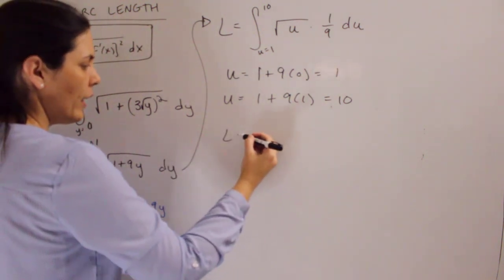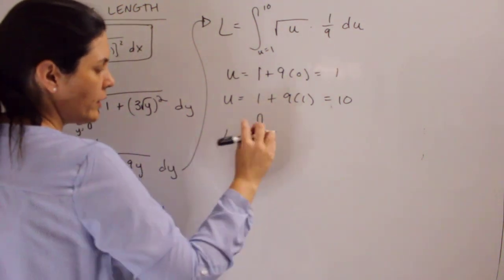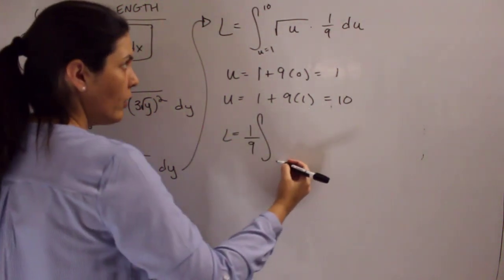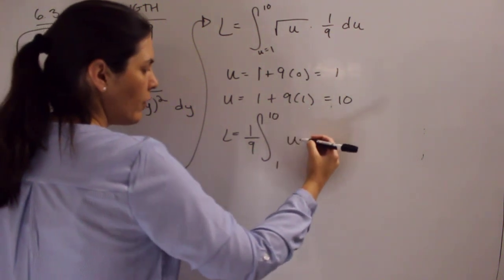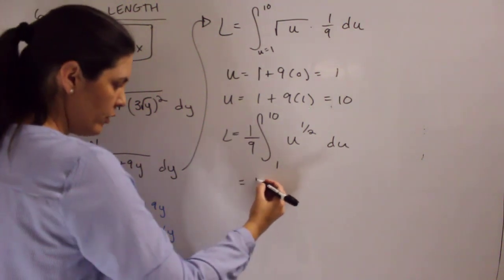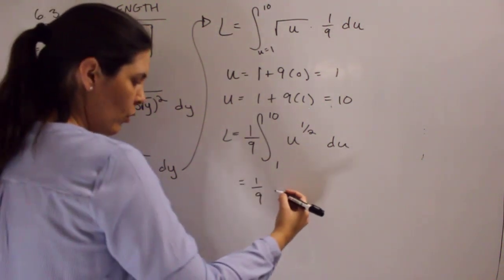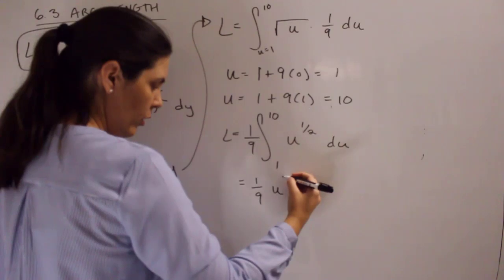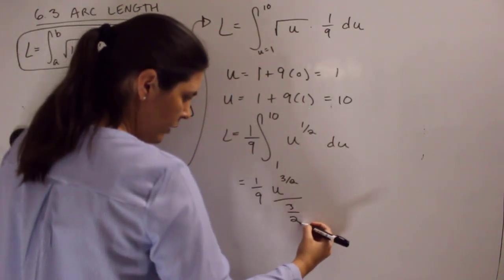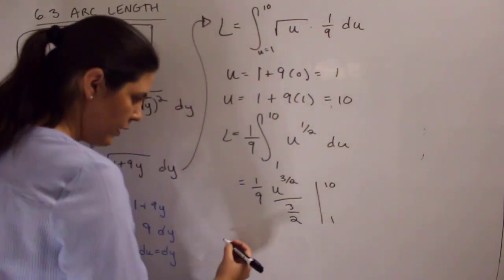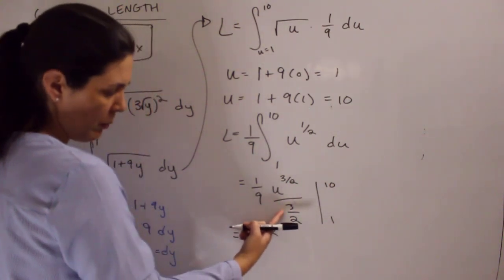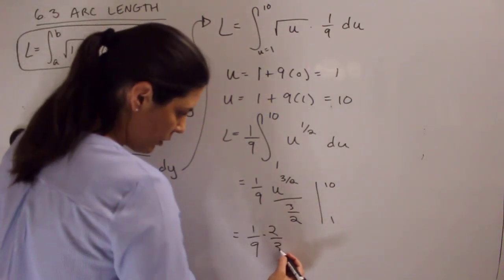This now, length is the integral. I'm going to actually take that 1/9 all the way out front. 1/9 times the integral from 1 to 10 for u of u to the 1/2, or square root u, du. So this is, using your power rule, 1/9 u to the, add 1 to this, 3/2 over 3/2, evaluated from 1 to 10. Make this look a little better. 1/9, flip and multiply by the 3/2, times 2/3.